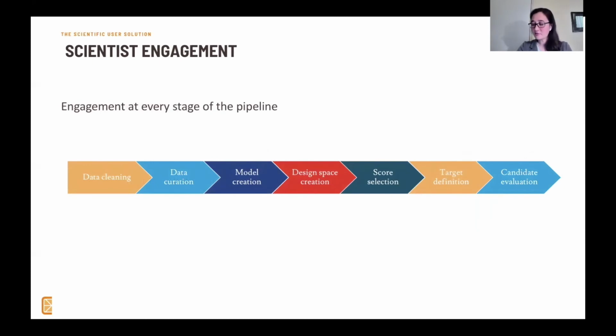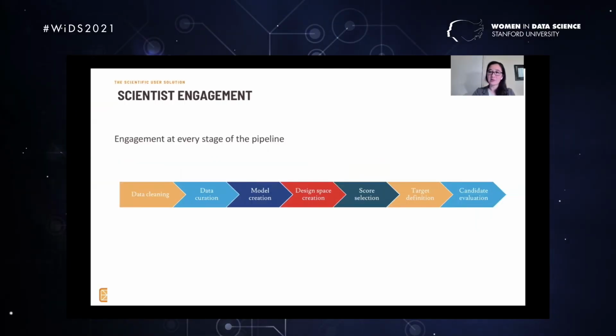And I want to emphasize that I don't think that model creation is the only stage at which scientists should be involved. This workflow shown here is something we call the sequential learning workflow at Citrine. This is all the stages that a customer would go through between starting off with raw data and then finally at the end getting a suggestion for which experiment they should run next to try to find a material that hits their specifications. And I think that scientists should be involved at every single stage of the pipeline.